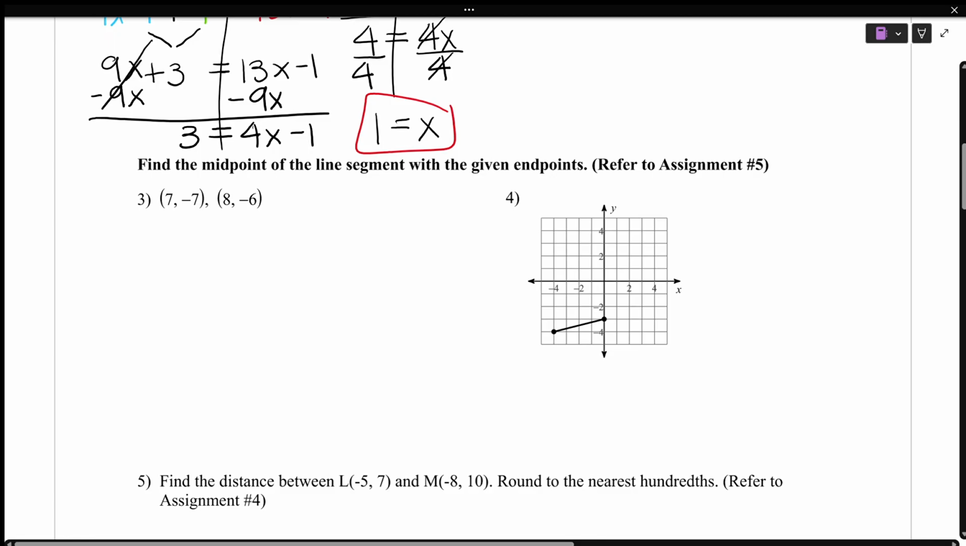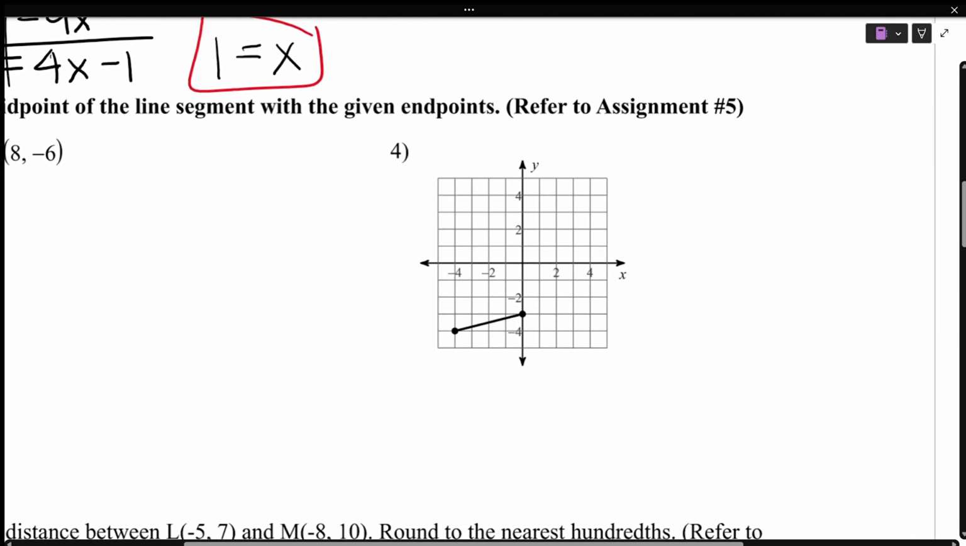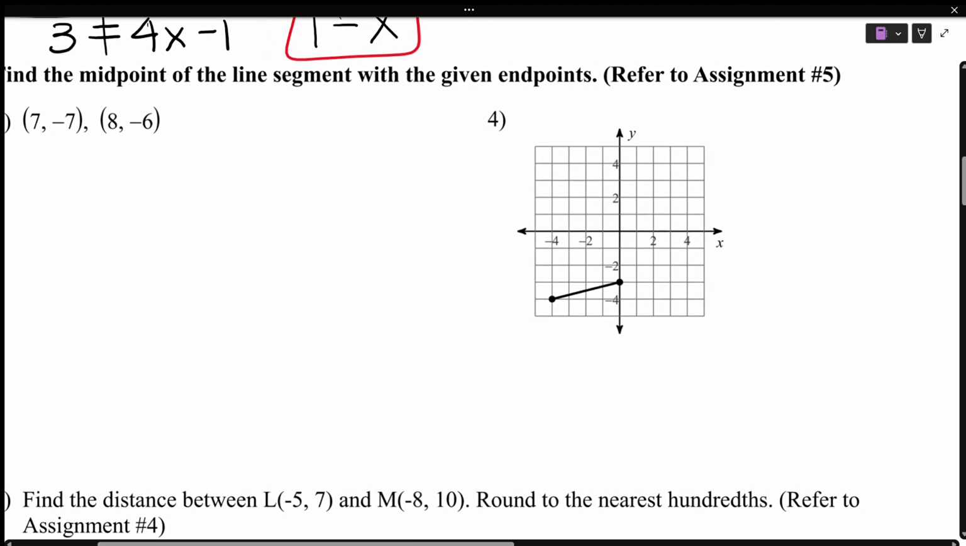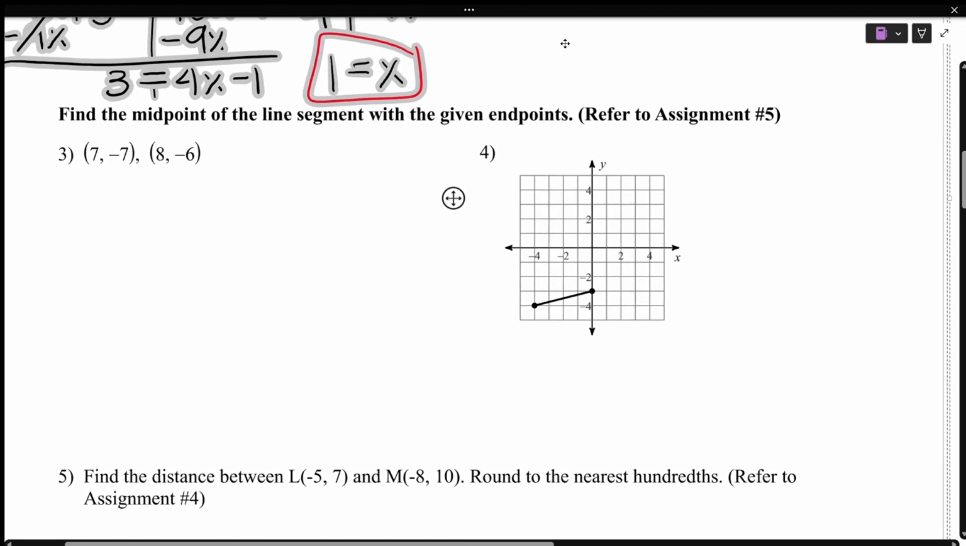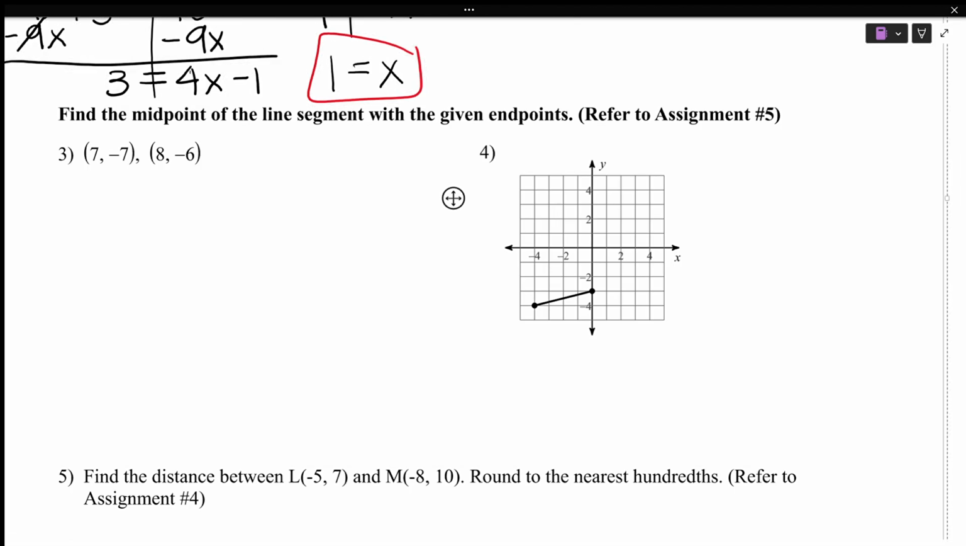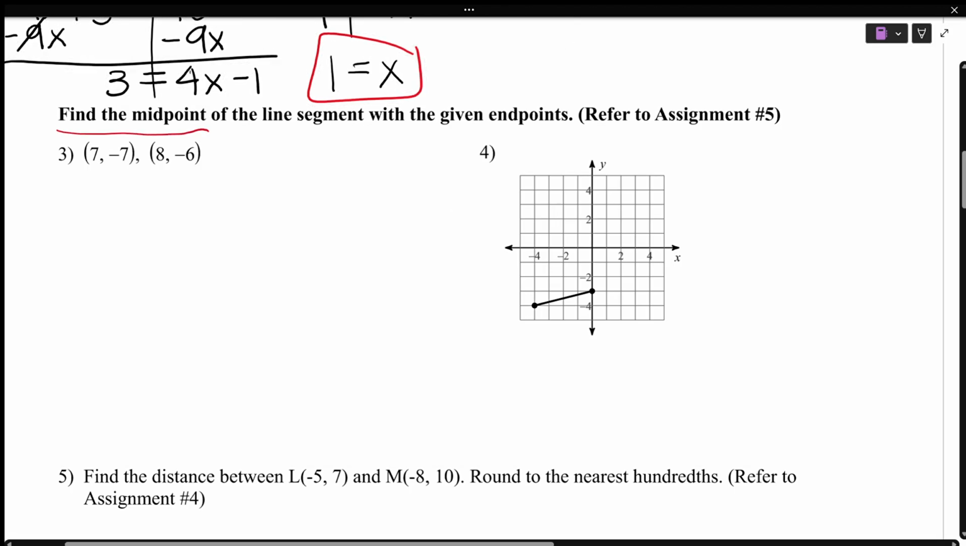Let's try this midpoint question. I'm going to do number 4 here because a lot of people just skip number 4 and then don't know how to do it. It's the same thing. Look, this point is right here. It says find the midpoint of the line segment. The midpoint is whatever that point in the middle is. We just have to actually calculate it.